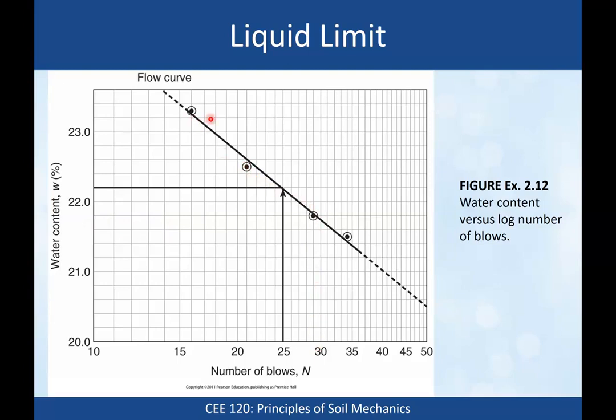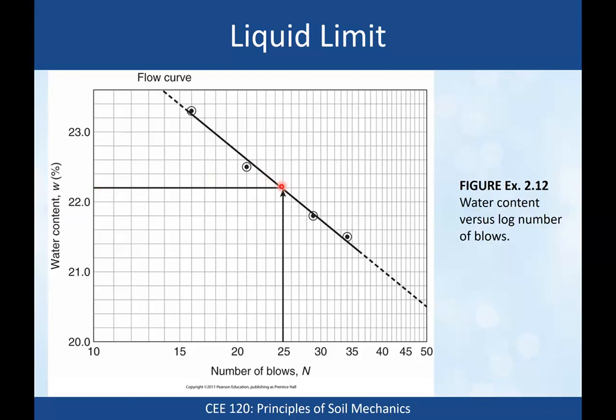They have 4 points here, and then they fit a line through those points in log space. So number of taps is on a log scale and water content is on a regular arithmetic scale, so it's a semi-log plot. And then you come in at 25 taps, come up here and interpolate the water content at that point. And that's the liquid limit. So in this case, the liquid limit is 22.2%.